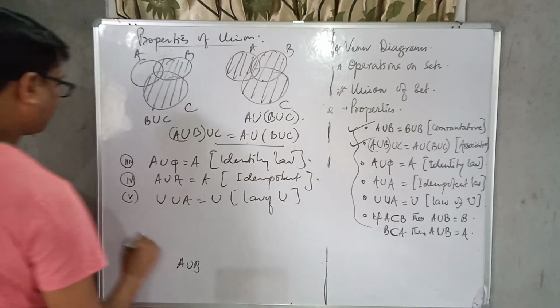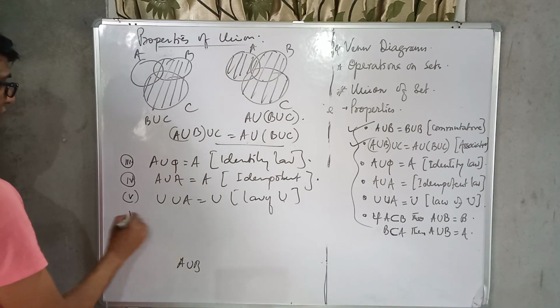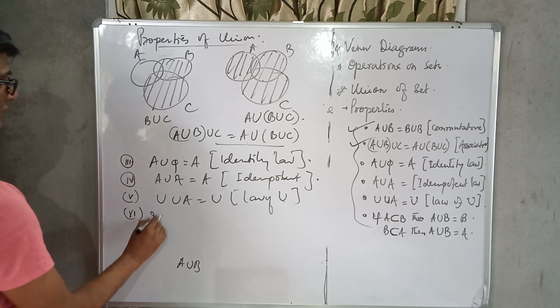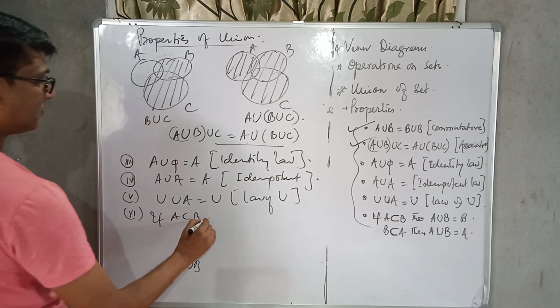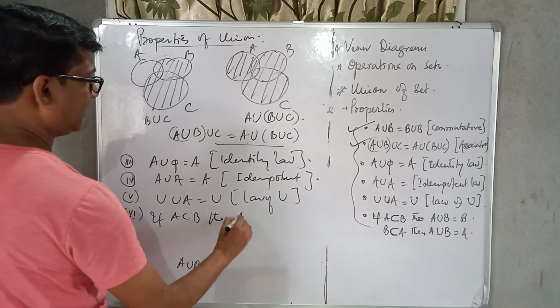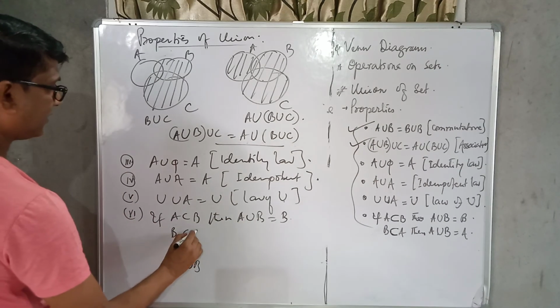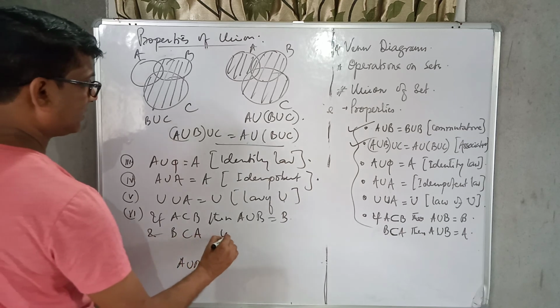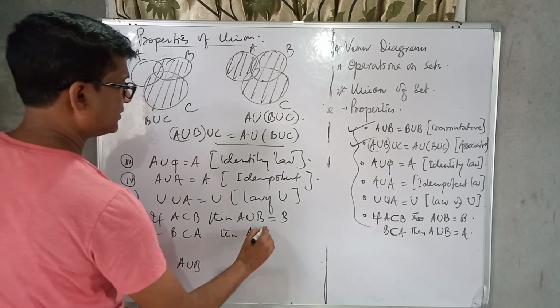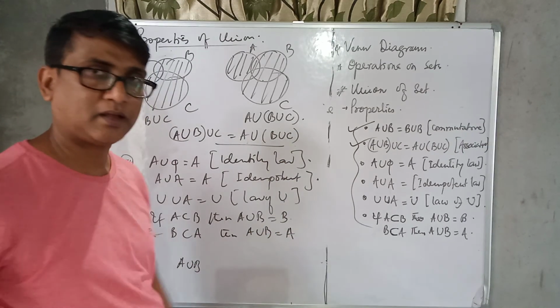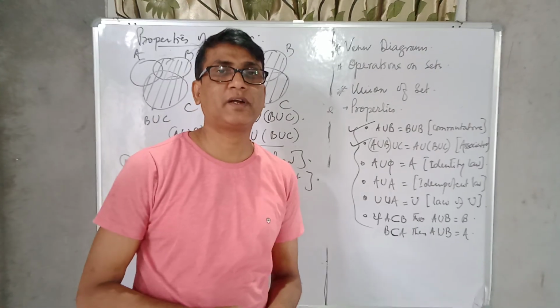And next is what? Already proved this one. If A is a subset of B, then A union B is equal to B. And if B is a subset of A, then A union B is equal to A. So these are the properties of the union.